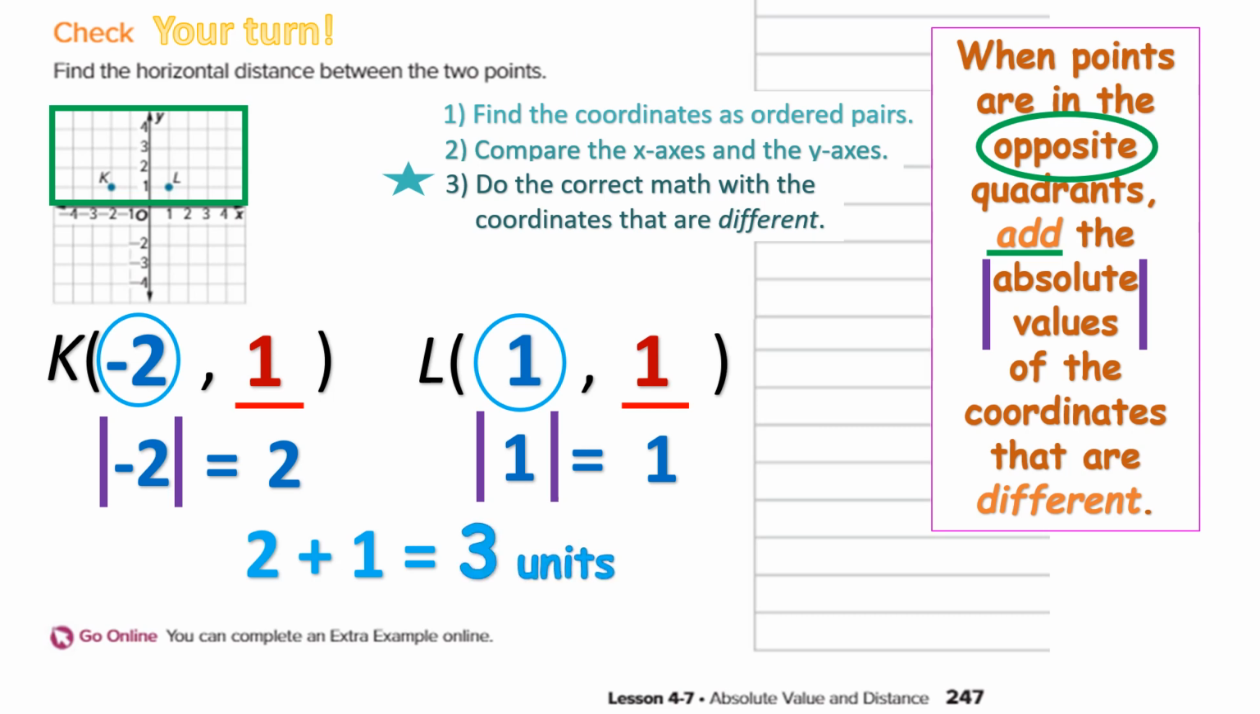3 what? 3 units. Now, once again, all that means is if I start at K, since they're in a straight line, and I count my different blocks or units that I'm going over to L, I should be able to see that I have 1, 2, 3. I do have 3 units.